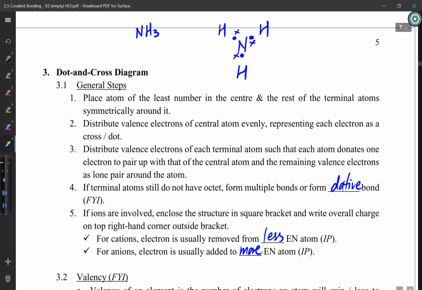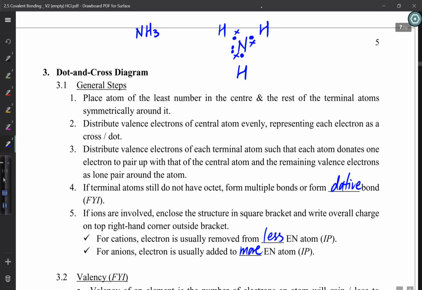Alright? And then next, I'll distribute the remaining valence electrons as lone pairs around the atom. I know that nitrogen is from group 5. I already used up 3 electrons, so it's left with 2. So therefore, I draw the 2 electrons on this nitrogen to act as a lone pair. Once again, for this lone pair, I don't draw like that. Drawing like that is wrong. Why? Because electrons always come in a pair. So therefore, I should always draw them together. It doesn't matter where you draw it, as long as they are together.